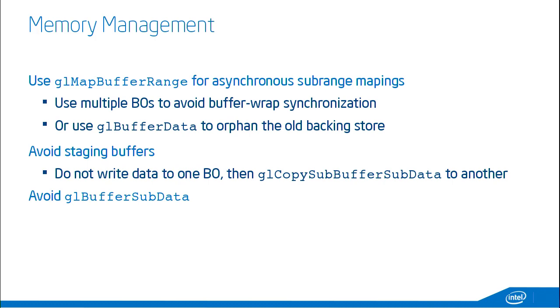Or you can also use GL buffer data to orphan the storage. When you get to the end of the buffer, just call GL buffer data with the same size, and the old buffer will get orphaned and released when the GPU is done accessing it, and you get fresh storage without blocking. Avoid using staging buffers, where you write into a buffer and then use copy buffer subdata to transfer from one buffer to the other, and avoid buffer subdata. In essence, buffer subdata is effectively a CPU-allocated staging buffer.